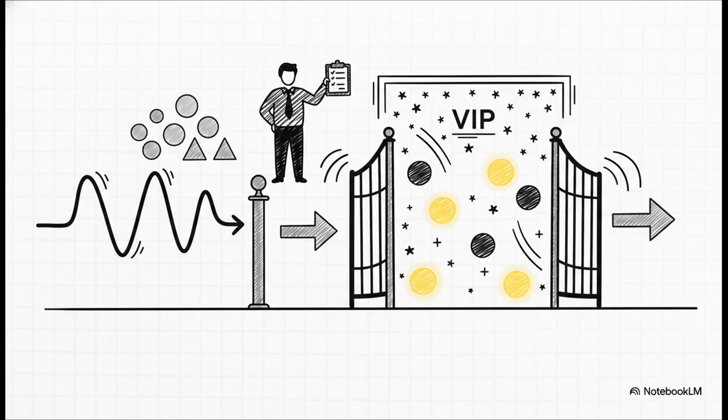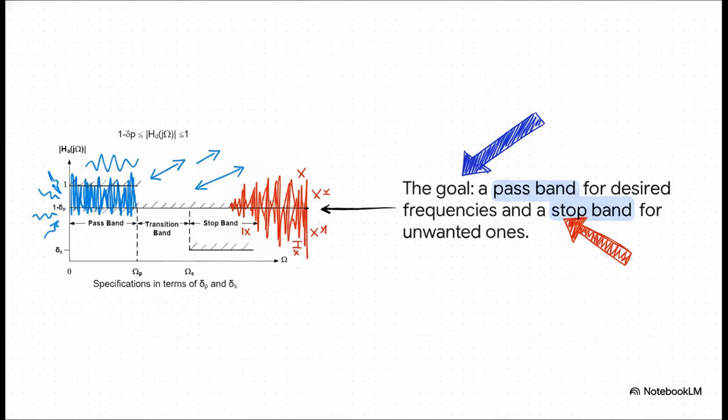And just like that bouncer, it's got a list. It knows exactly which frequencies are on the VIP list and get to come in, and which ones have to stay outside. And this right here is what engineers are shooting for.